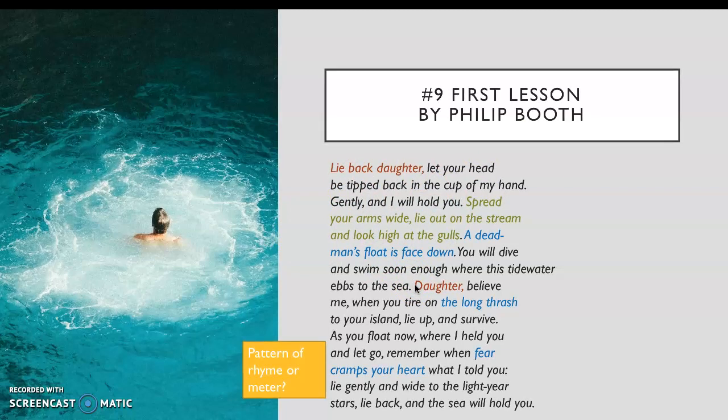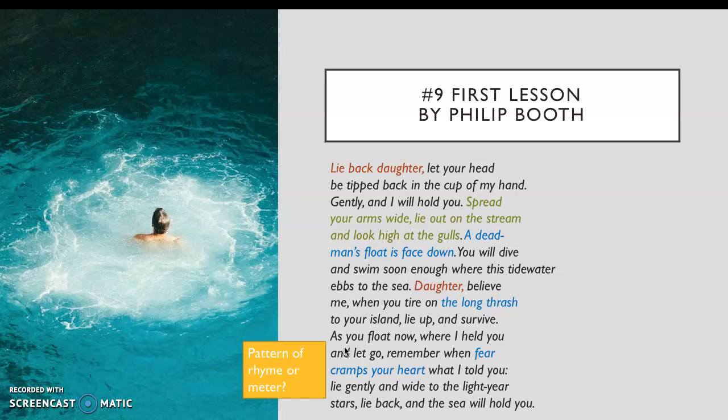He says, daughter, believe me, when you tire on the long thrash to your island, lie up and survive. As you float now where I held you and let go, remember, when fear cramps your heart, what I told you. Lie gently and wide to the light year stars. Lie back, and the sea will hold you.